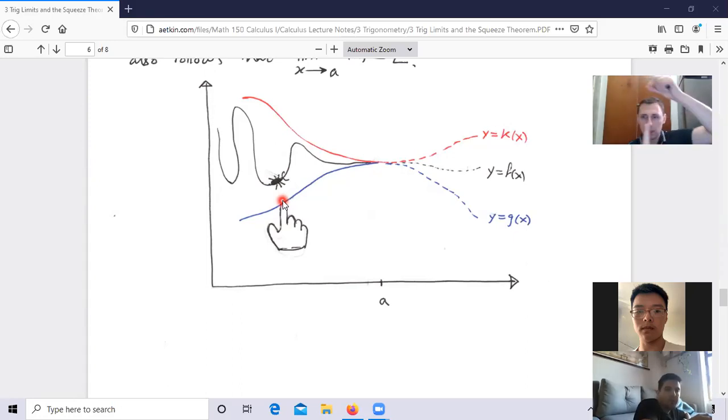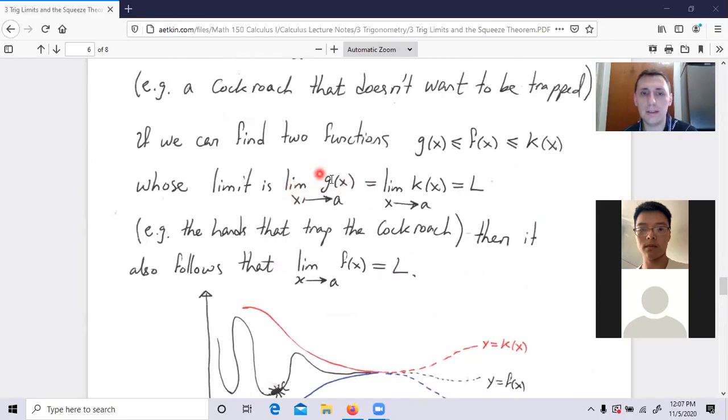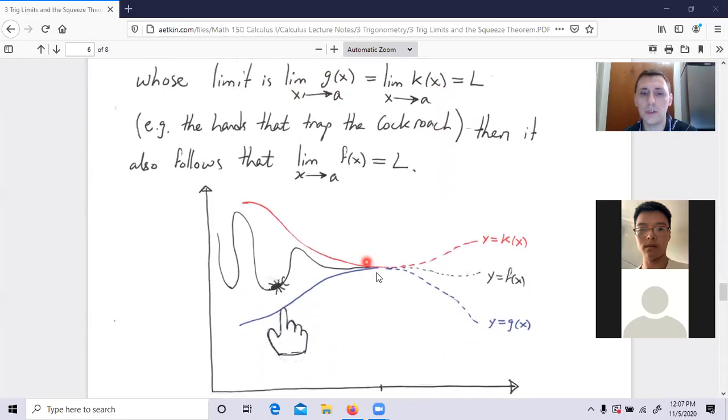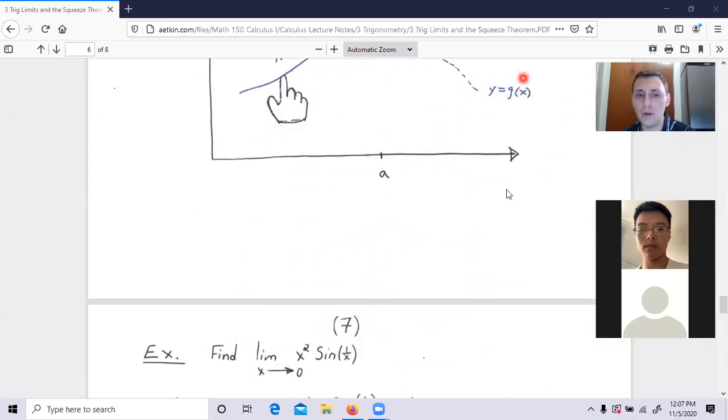Look at it. The x coordinate of this lower curve is kept. And then I have another hand that keeps the same x coordinate as the cockroach, but it's always above the cockroach. The cockroach is always in between my fingers, and my fingers are closing at this point. You understand? And I know that the lower limit and upper limit are converging to the same number L. That will force the cockroach to also converge to the number L. That's the squeeze theorem. Let me give you an example.